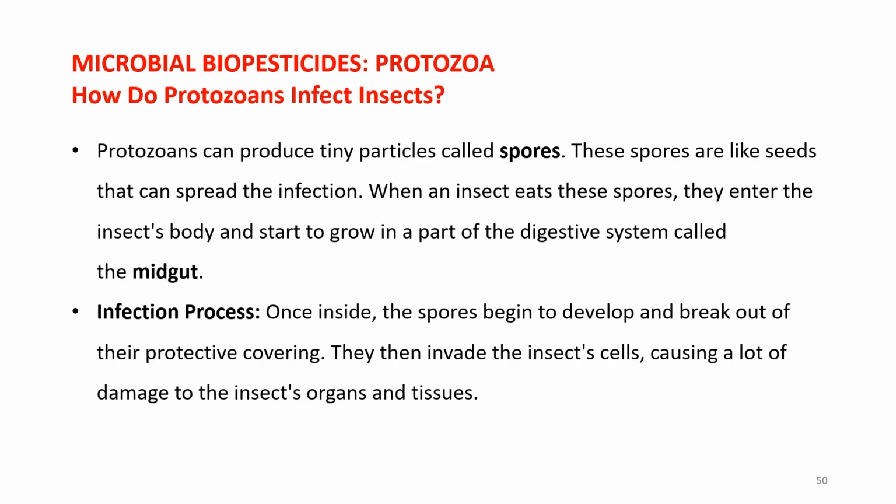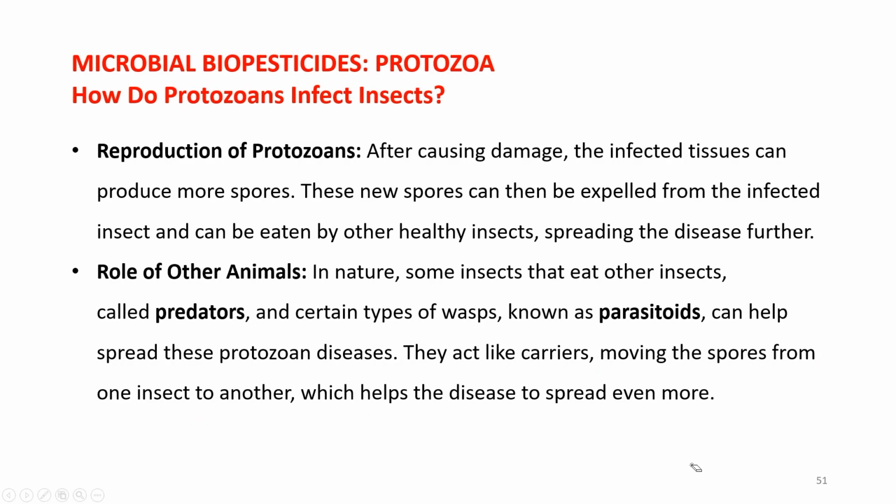How do the protozoans infect insects? Protozoans can produce tiny particles called spores. They are like seeds that can spread the infection. When an insect eats these spores, they enter the insect's body and start to grow in a part of the digestive system called the midgut. Once inside, the spores begin to develop and break out of their protective covering. Then they invade the insect cells, causing a lot of damage to the insect's organs and tissues. After causing damage, the infected tissues can produce more spores. These new spores can then be expelled from the infected insect and can be eaten by other healthy insects, spreading the disease further.